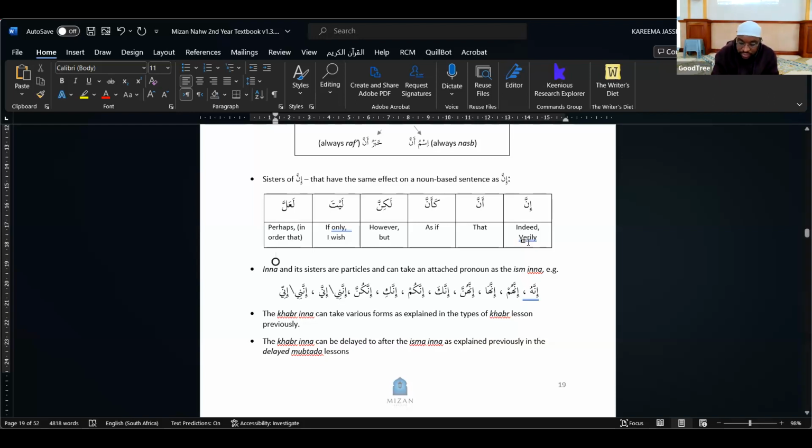Okay. So what are the meanings? You can just read it over there. Inna means indeed. Anna means that. Ka'anna means as if. Lakinna means but or however. Layta means if only. La'alla means perhaps.